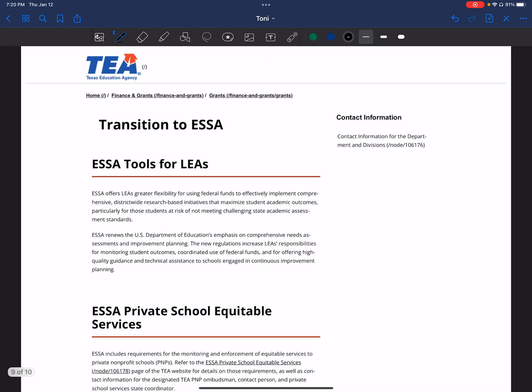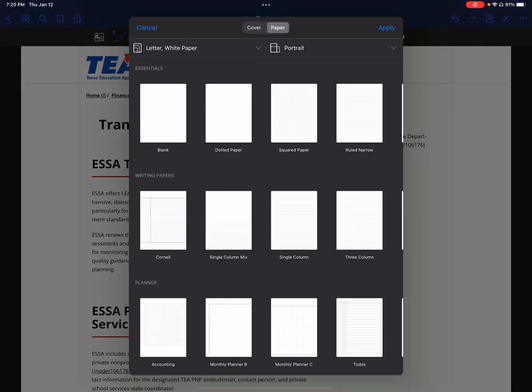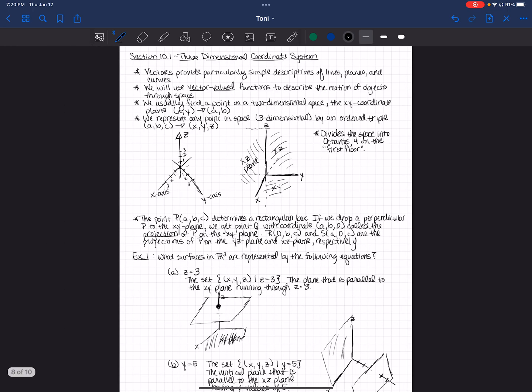Okay. Oh, I did not realize that. I'm not sure what this is. Change template. Squared paper. Apply. Apply change. Okay. Make sure your paper's still there.